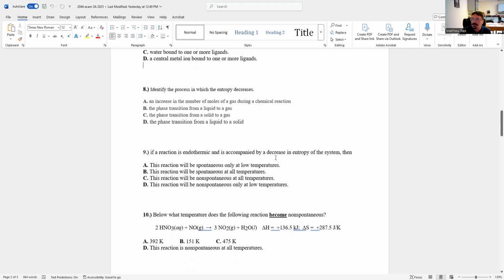Identify the process in which the entropy decreases. So for the entropy to increase, we would go from a more ordered state to less ordered.